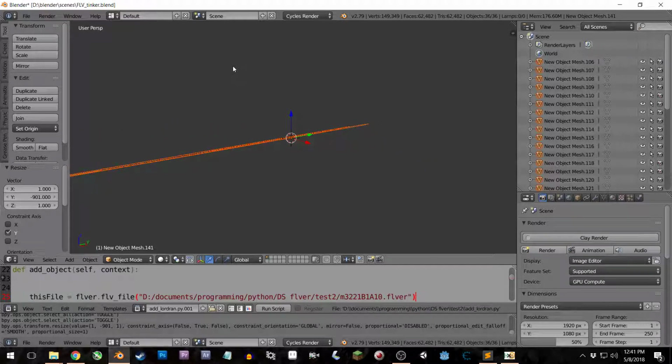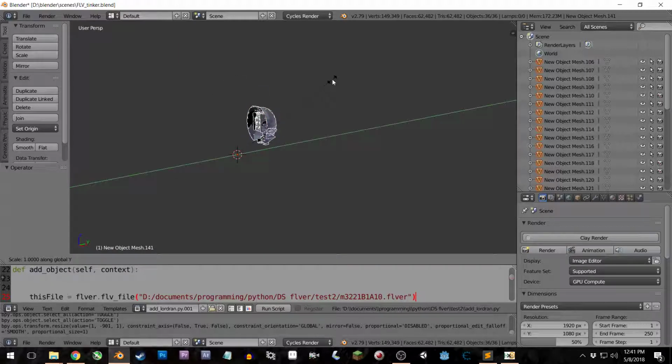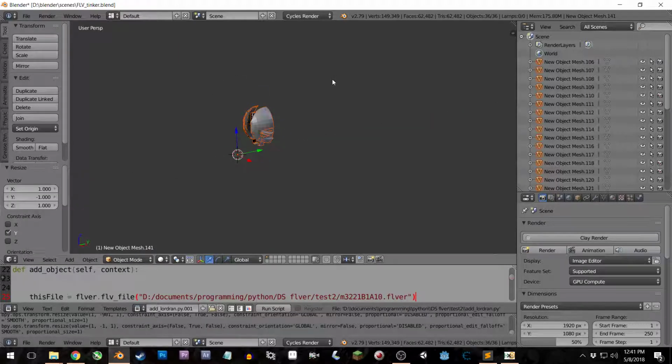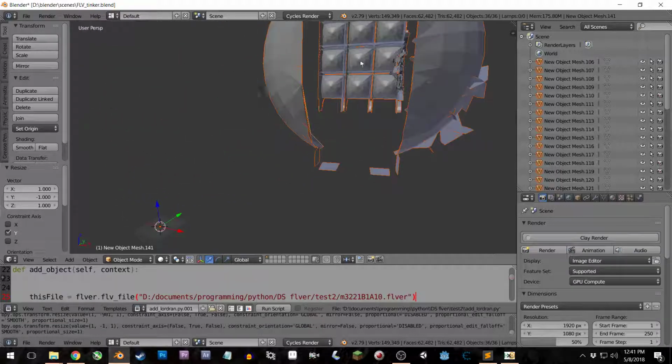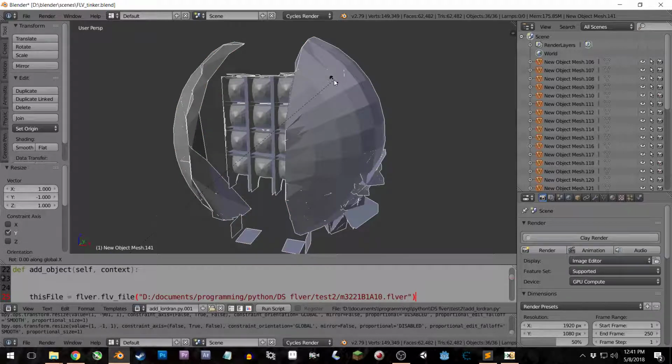Okay, so you know what? I think I typed in the scale wrong. Hang on. Scale y minus one. There we go. I don't know what I did. And I didn't rotate it either, did I? Or maybe I did the wrong way.